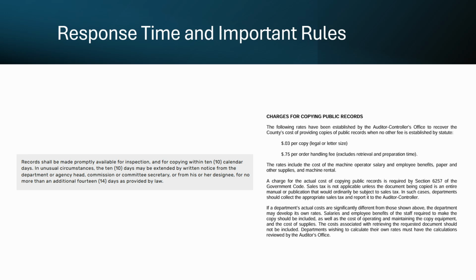Under the California Public Records Act, the county generally has 10 calendar days to respond to the request. Now, if necessary, it may extend that deadline by up to 14 additional days. Most records are provided electronically at little or no cost. However, if paper copies are requested, the Los Angeles County may charge copying fees.